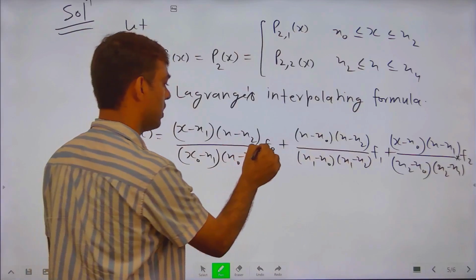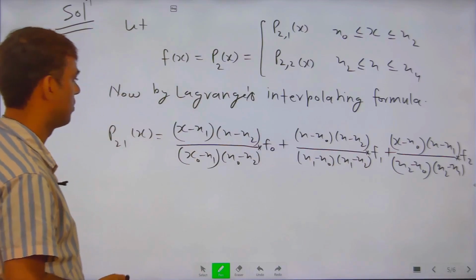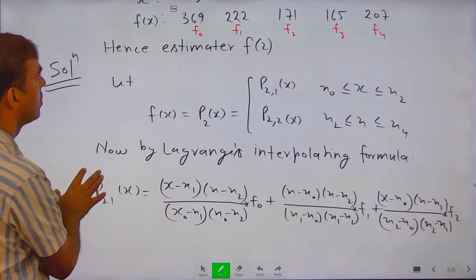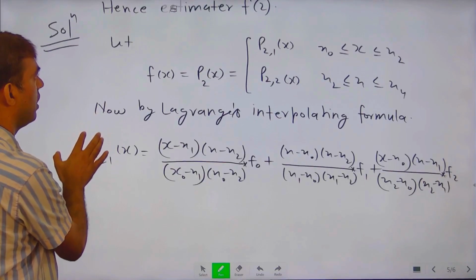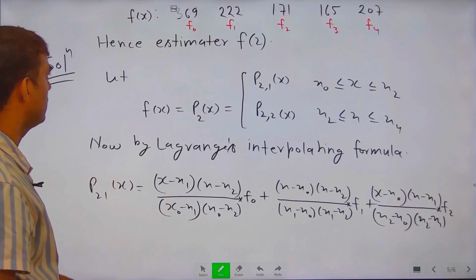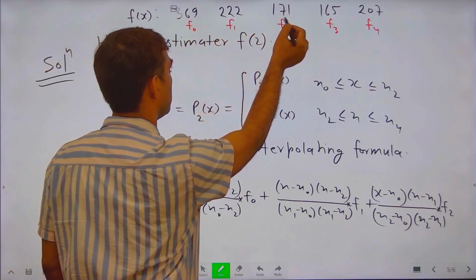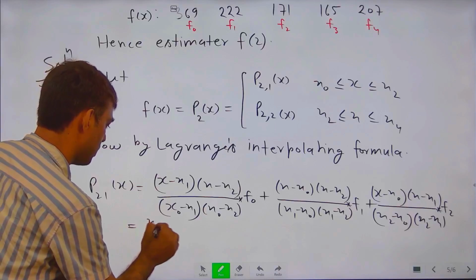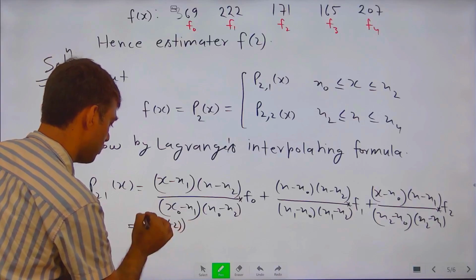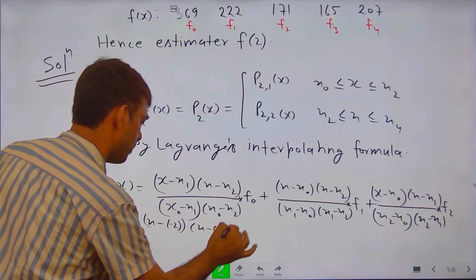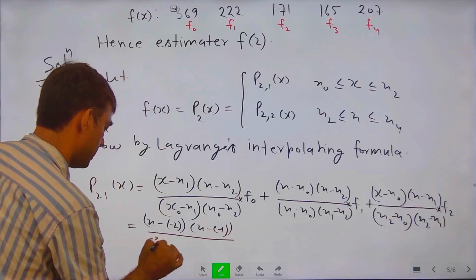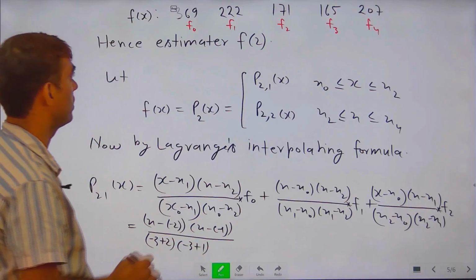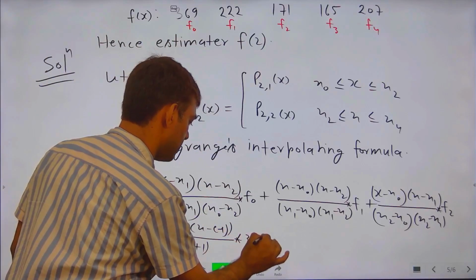This is using the Lagrange interpolating formula. Now, we put in the values of x0, x1, x2, f0, f1, f2. The values of x0, x1, x2 are minus 3, minus 2, minus 1, and f0 is 369, f1 is 222, and f2 is 171. So, here we write: x minus x1 is x plus 2, x minus x2 is x plus 1, divided by (minus 3 plus 2) into (minus 3 plus 1), and the value of f0 is 369. This becomes the first term.